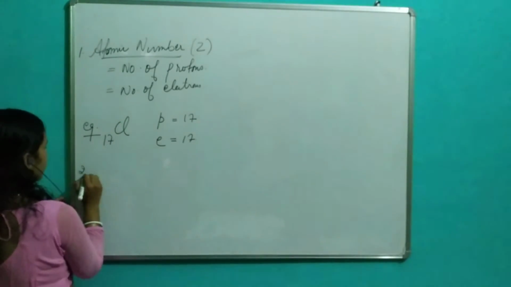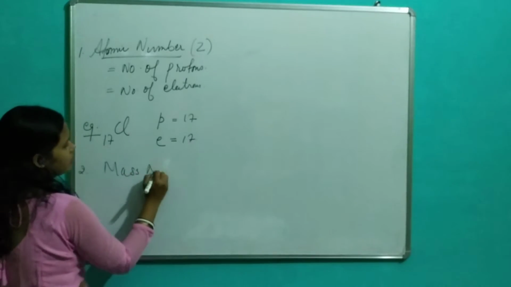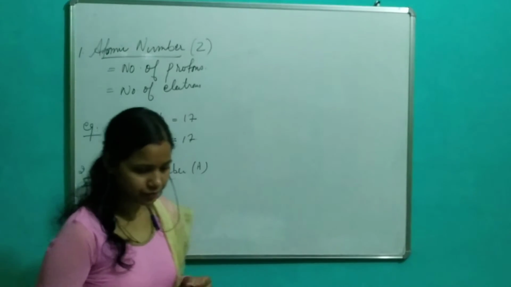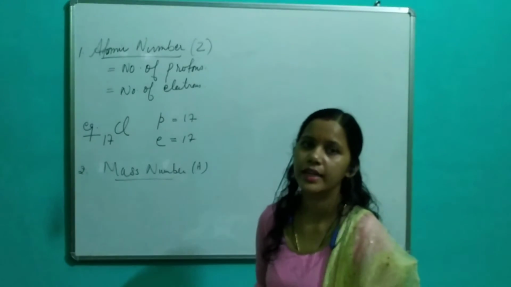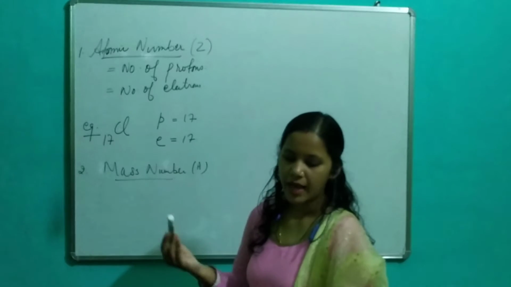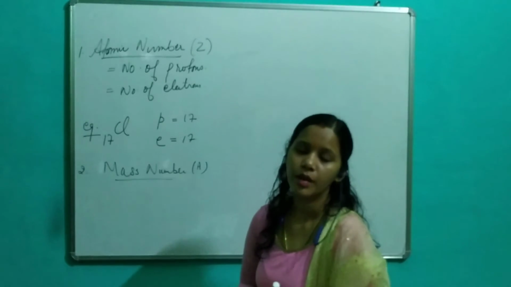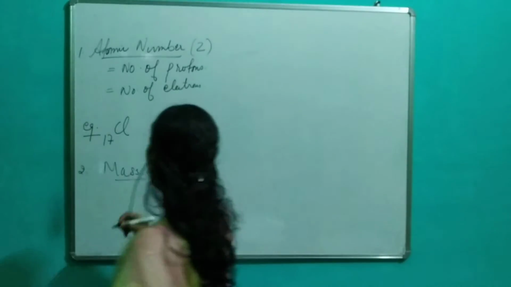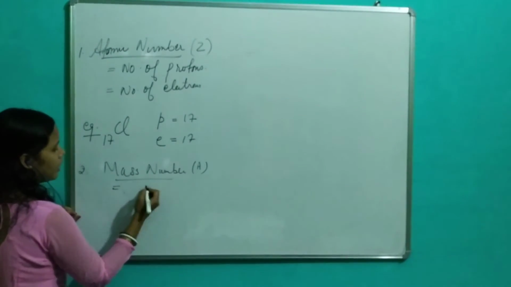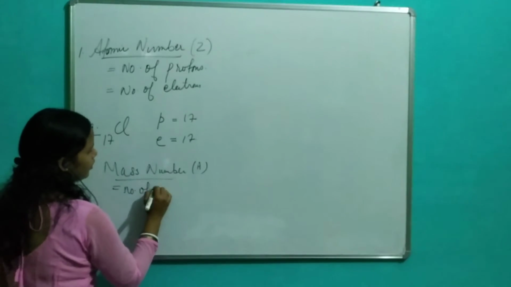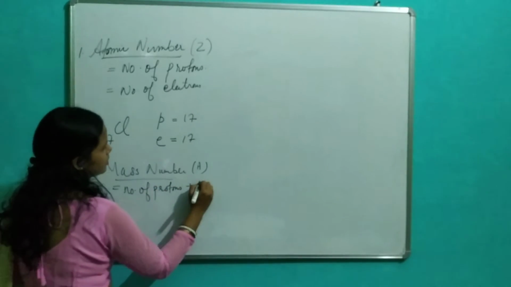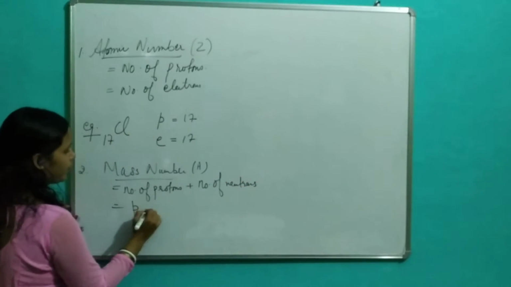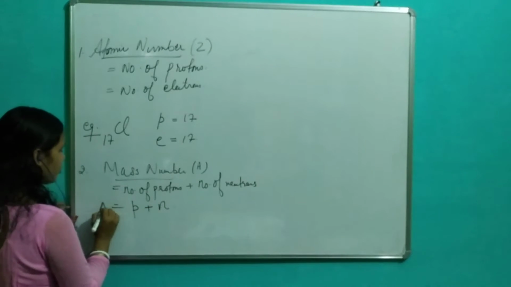Next is mass number. What is mass number? The mass number of an element is denoted by A, and it is equal to the sum of the number of protons and the number of neutrons. Mass number equals number of protons plus number of neutrons. Proton is denoted by P, neutron by N, and mass number by A.